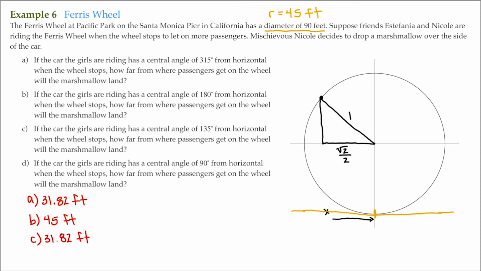So let's try D. If the car the girls are riding has a central angle of 90 degrees from horizontal when the wheel stops, how far from where the passengers get on the wheel will the marshmallow land? So here's 90 degrees right at the top. And of course, if they drop the marshmallow, it looks like it's going to land right on top of their heads. So the distance is going to be 0 feet, or 0.